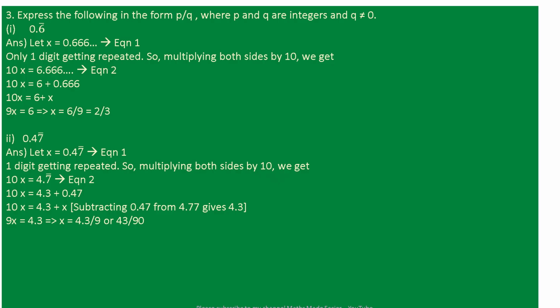The next sum is 0.47 where the repeating digit is 7. If you look into the number of repeating digits, it's only one digit, which is 7. Since it is only one digit, you multiply both sides of the equation by 10, giving rise to 10x equal to 4.7. Now this 10x you should represent in terms of x as 10x is equal to 4.3 plus 0.47, where 0.47 is nothing but the value of x. Simplifying this equation, you get the value of x to be equal to 43 by 90.